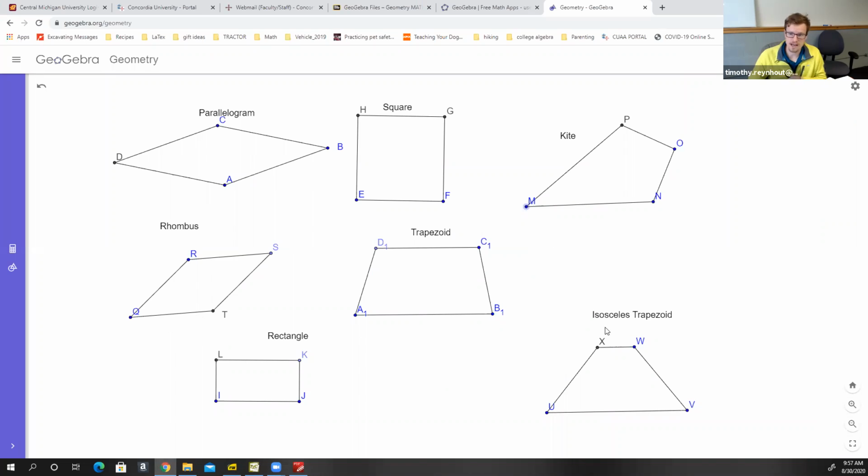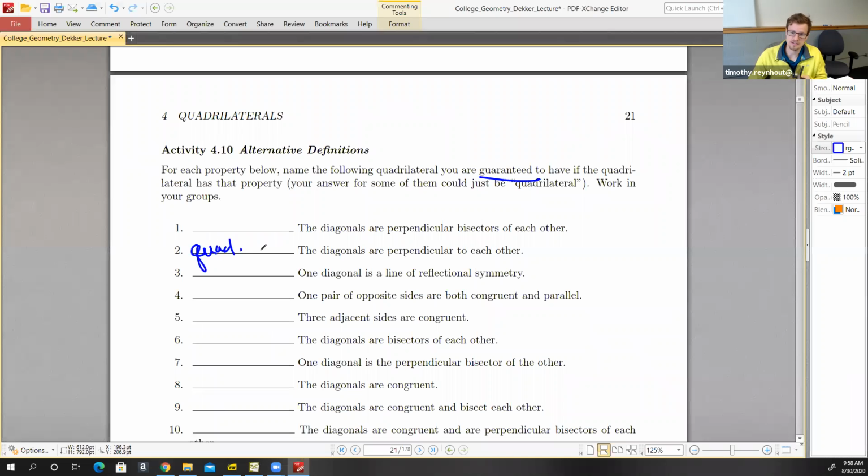Rhombus will always have it, kite will always have it, square will always have it, parallelogram could have it, rectangle could have it, trapezoid I'm not too sure about, an isosceles trapezoid I'm not too sure about. But for the remaining of them, they could have it. So if we have that property, do we know which one it is? No, because there are several that it could be. So we would simply say that we know it's going to be a quadrilateral, but that's about it. As far as the quadrilaterals go, it could be any of them.